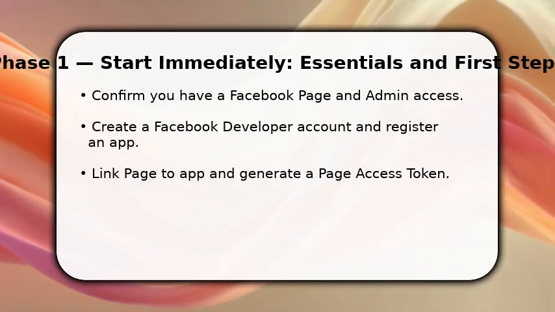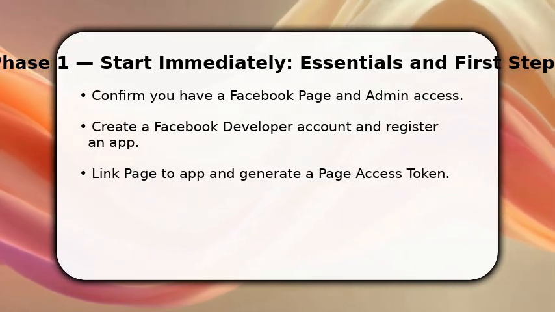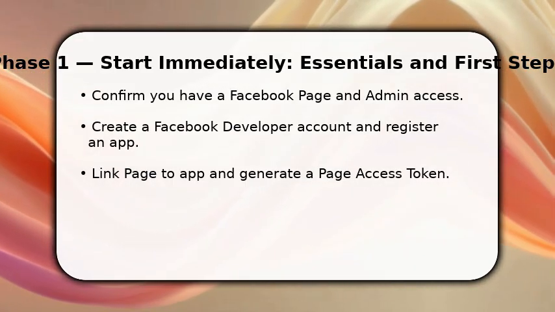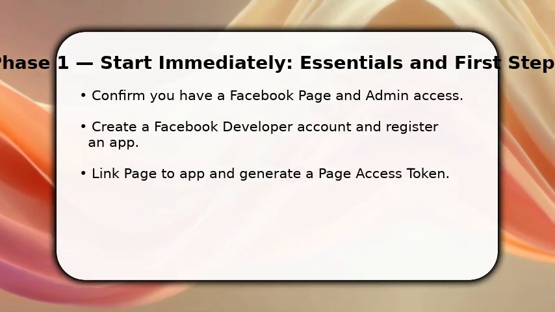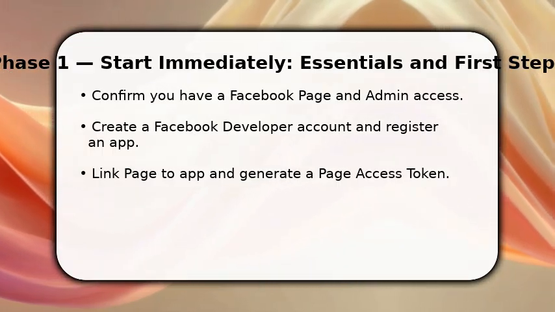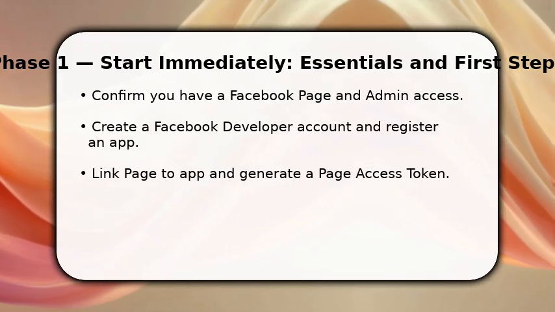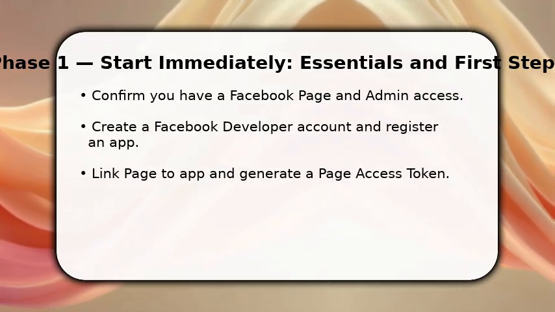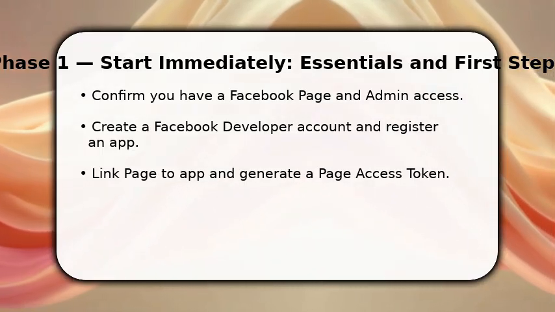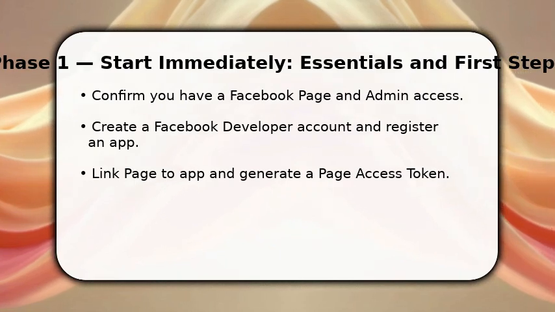Once done, connect your page in the app settings and generate a page access token. Store it securely. Make sure to enable Messenger, set webhook URLs, and subscribe the app to the page. These steps let your bot send and receive messages, so don't skip any permission or token confirmations.